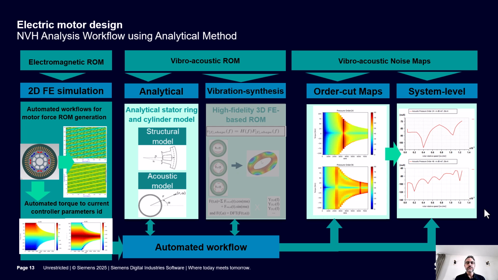We will use these loads and combine them with our analytical, structural, and acoustic models in order to come up with order cuts with system level NVH predictions. There is a possibility to replace the analytical model by a more detailed FE model. This is what we call vibration synthesis, which is typically only possible in later stages of the development. So we are going to come back on that later in the presentation.